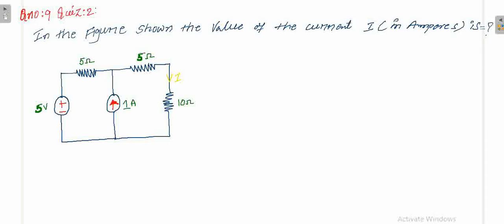Let us do this problem with nodal analysis, with mesh analysis, with Norton's theorem, with Thevenin's theorem, and let us see it with the superposition theorem also. First of all, we'll see this problem with nodal analysis. With the help of nodal analysis, we are trying to find I.